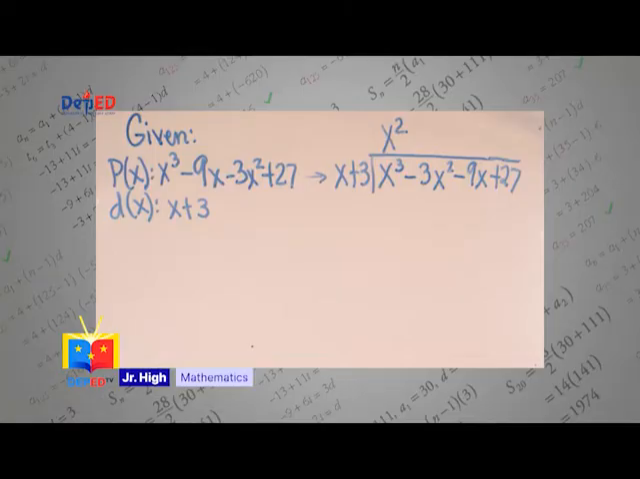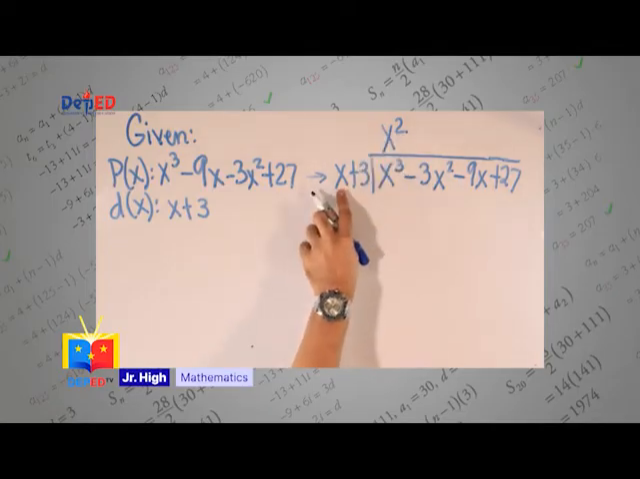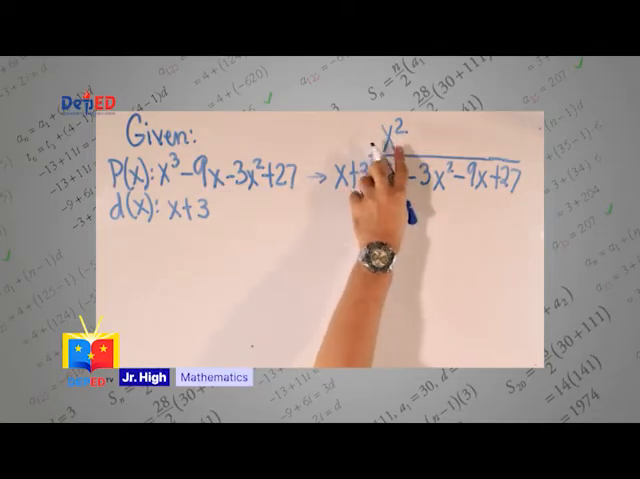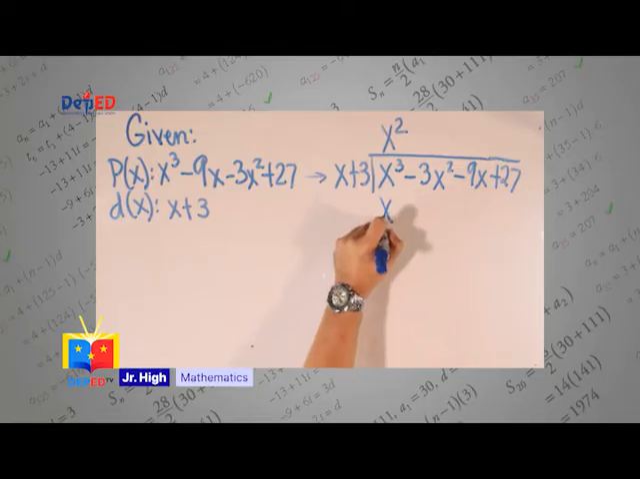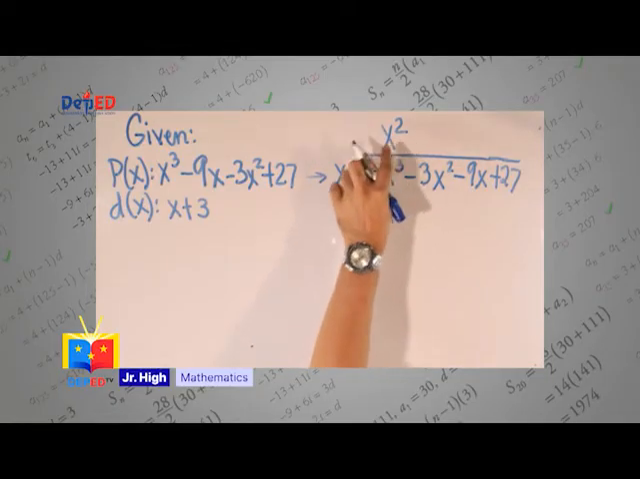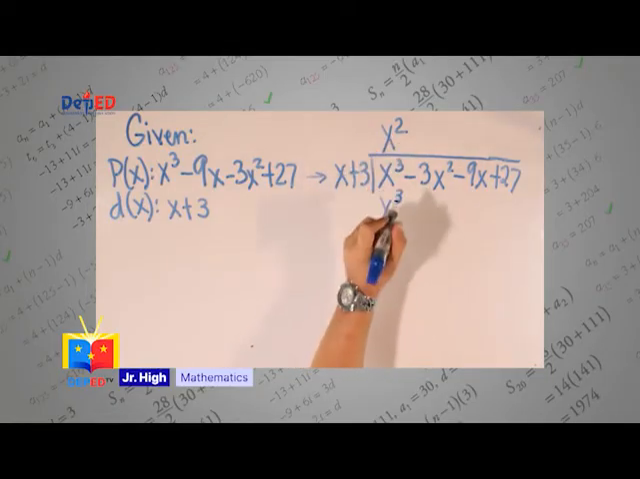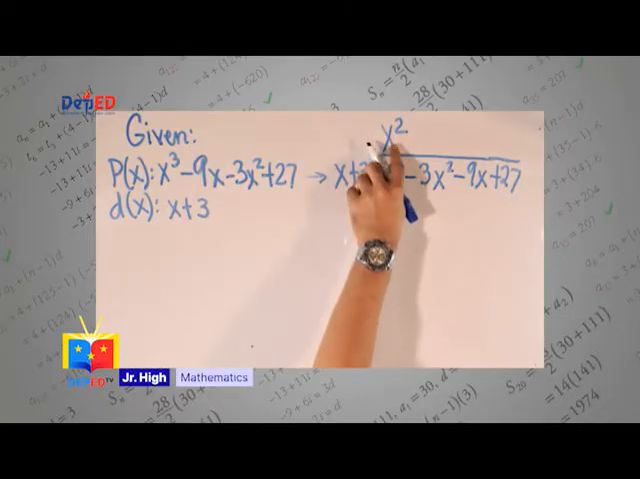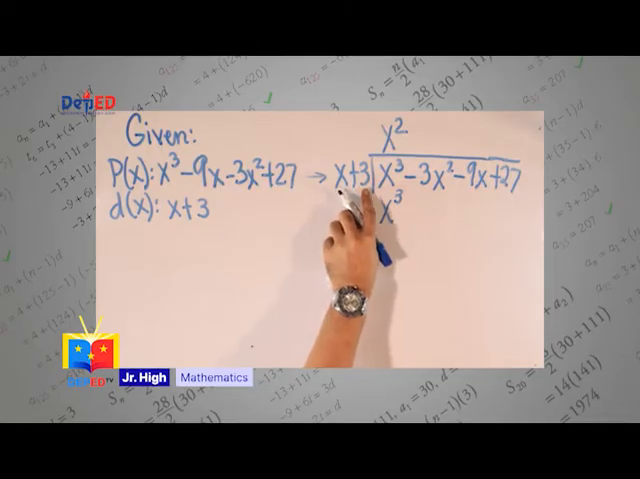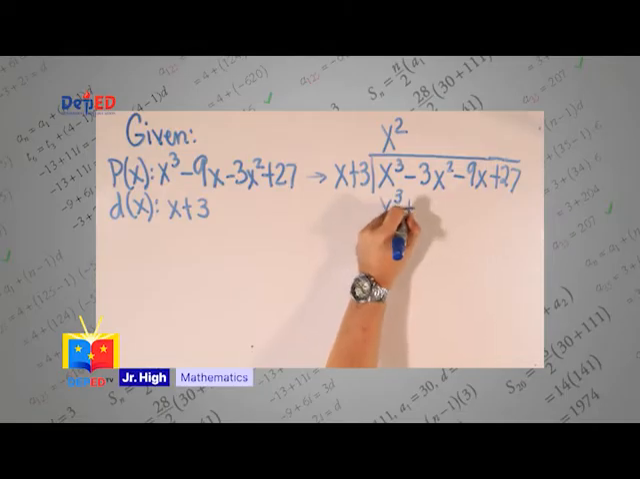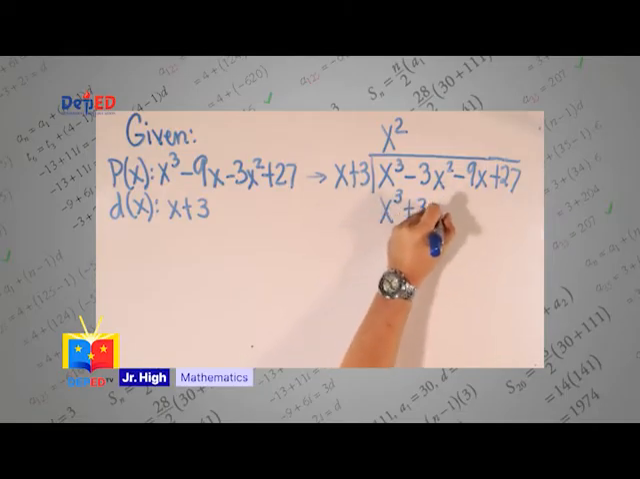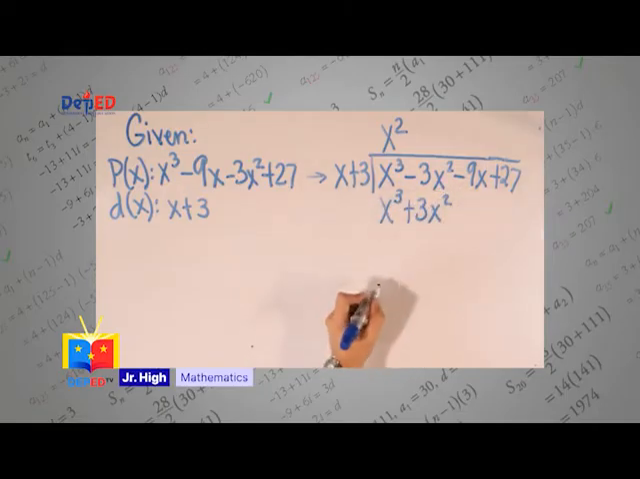Next, multiply the divisor by the first term of the quotient. When we multiply x squared and x, we will simply add the exponents. So that's x, 2 plus 1 will give us 3 or x cubed. Then x squared times 3 will give us positive 3x squared. Then subtract the product from the dividend, then bring down the next term.